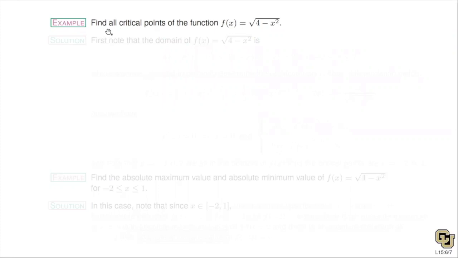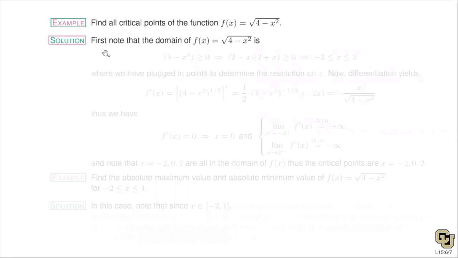So the example here is to find the critical points of the function f of x equal to the positive square root of 4 minus x squared. Remember, the critical points are numbers in the domain of the original function that make the derivative 0 or undefined. So I just want to make sure I know what the domain of the original function is here. Because this is an even root, I need what's under the root to always be greater than or equal to 0. So here I need 4 minus x squared to be greater than or equal to 0.